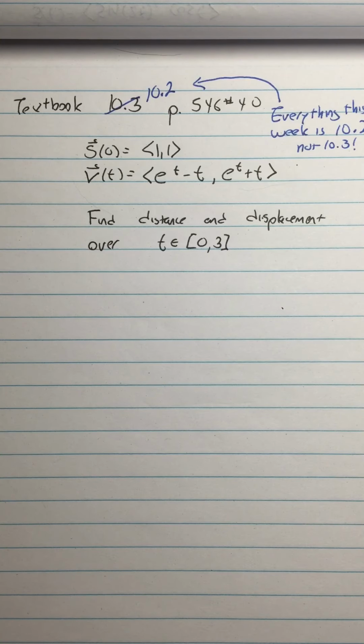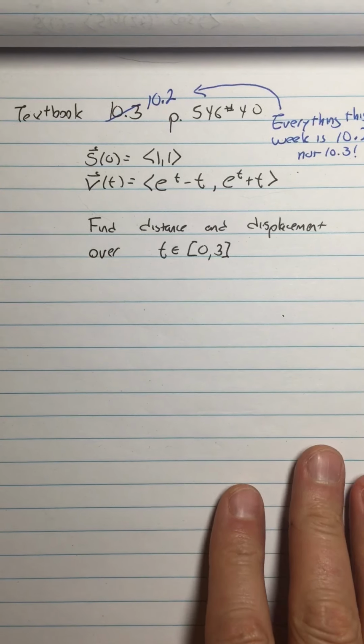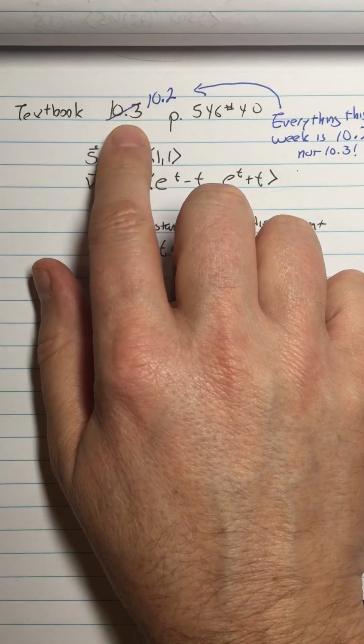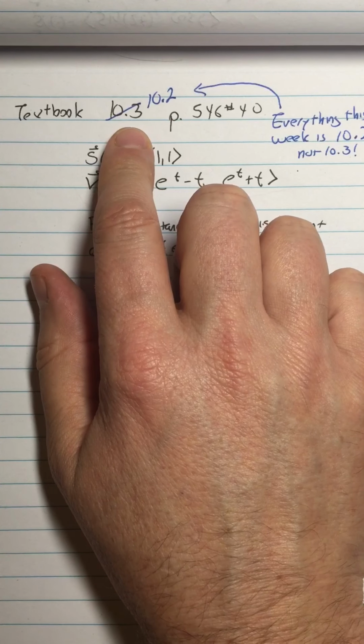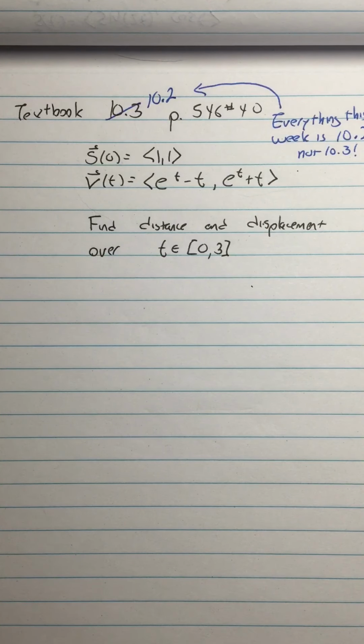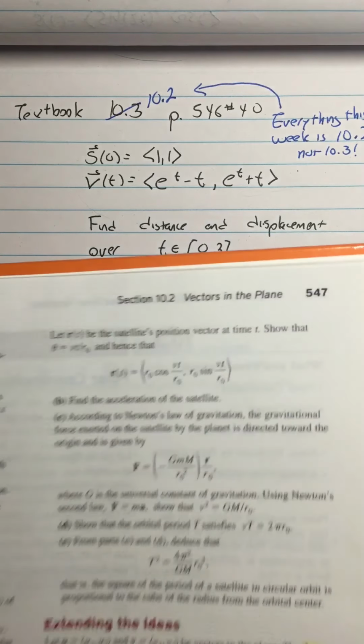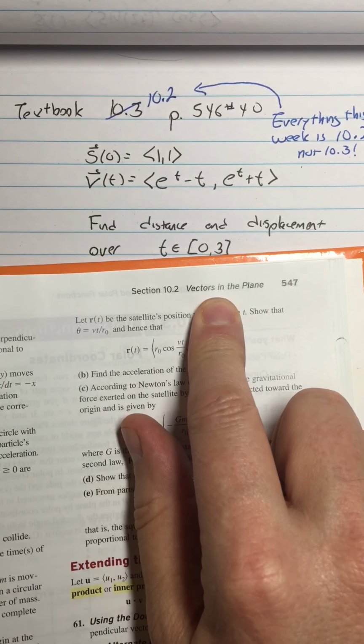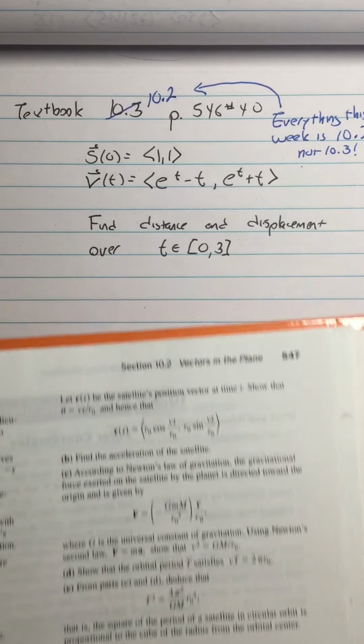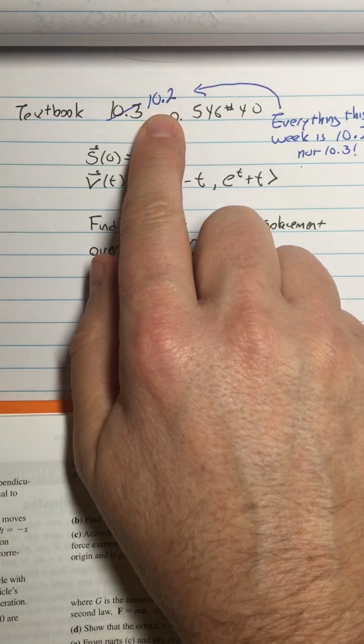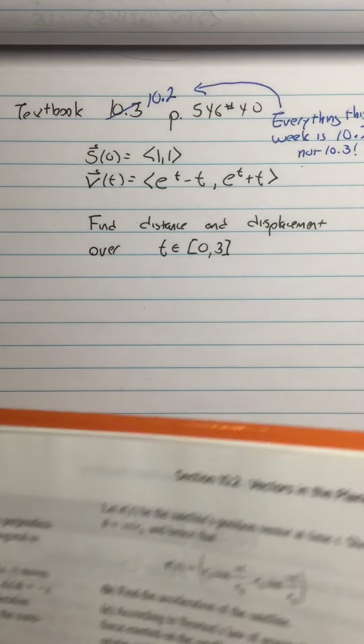So let's do a problem from the book, and I just realized that I've been referring to this section as 10.3, and I think I did that in a few of the videos, and in the homework I'll make sure that's clear. It's actually 10.2, as vectors. It's 10.2, not 10.3. Okay, so we're going to do section 10.2, page 546, number 40.